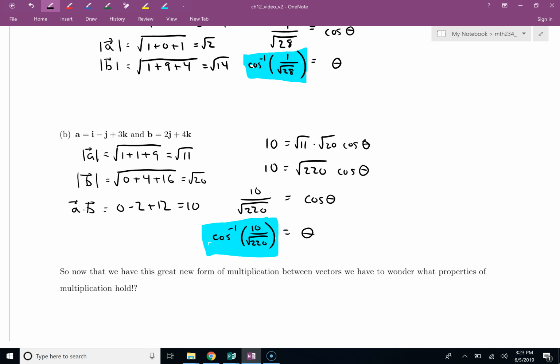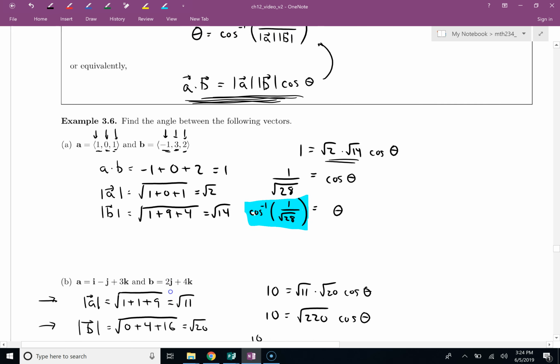All right, so I went ahead, and while I had the video paused and everything, I wrote it out. So I'm hoping that when you calculated these things out, the magnitude of A and B and the dot product, you got root 11, root 20, and 10. Then we used our theorem up here.